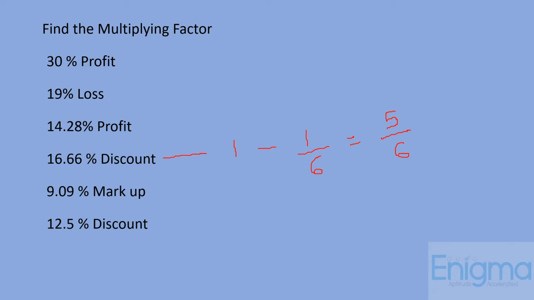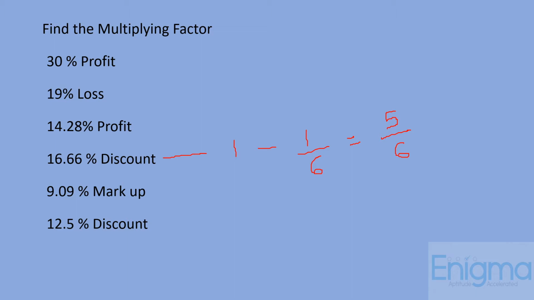Many of you might have missed out, or is it clear until this thing? 16.66% discount, why did we do minus? Have you understood it? Yes. Okay, clear till now. Okay, very good.